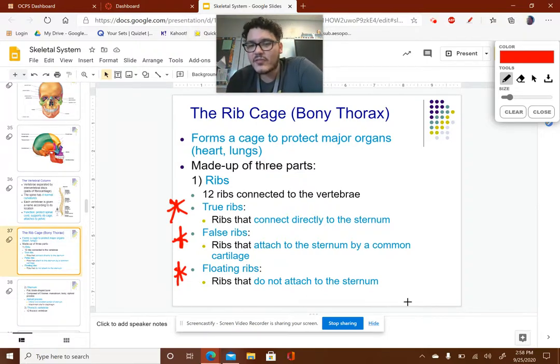And then finally, the floating ribs. These are ribs that are found in the lower back region. They are only found in the back. They do not even extend to your sides. They're very, very tiny, and they do not attach to the sternum, obviously. And we'll see what they look like in just a second.